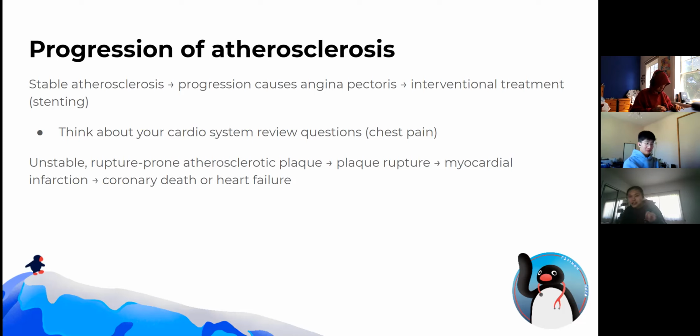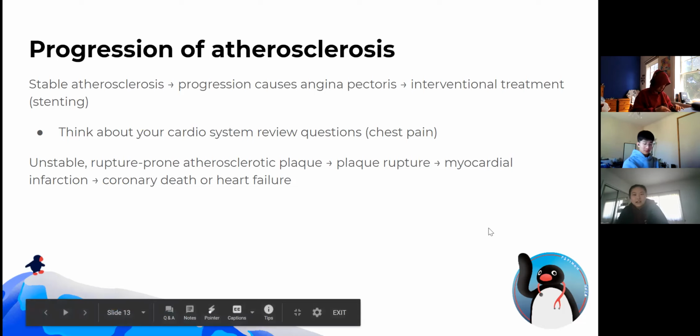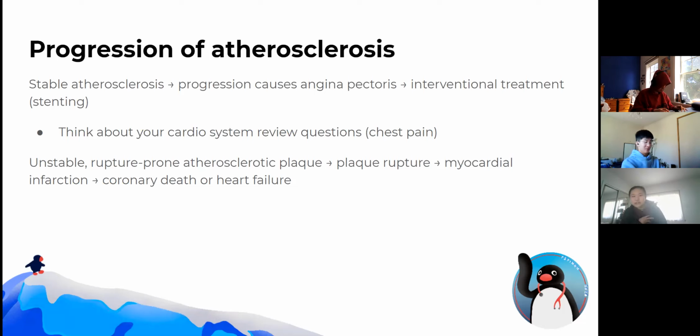So just think about your cardiac system review questions. And the thing that can happen if this keeps on getting worse is your atherosclerotic plaque can rupture. If you get a plaque rupture, you'll end up with a myocardial infarction, and you'll get coronary death. So your myocardium will die, and it'll be bad. Yes, that's basically it.